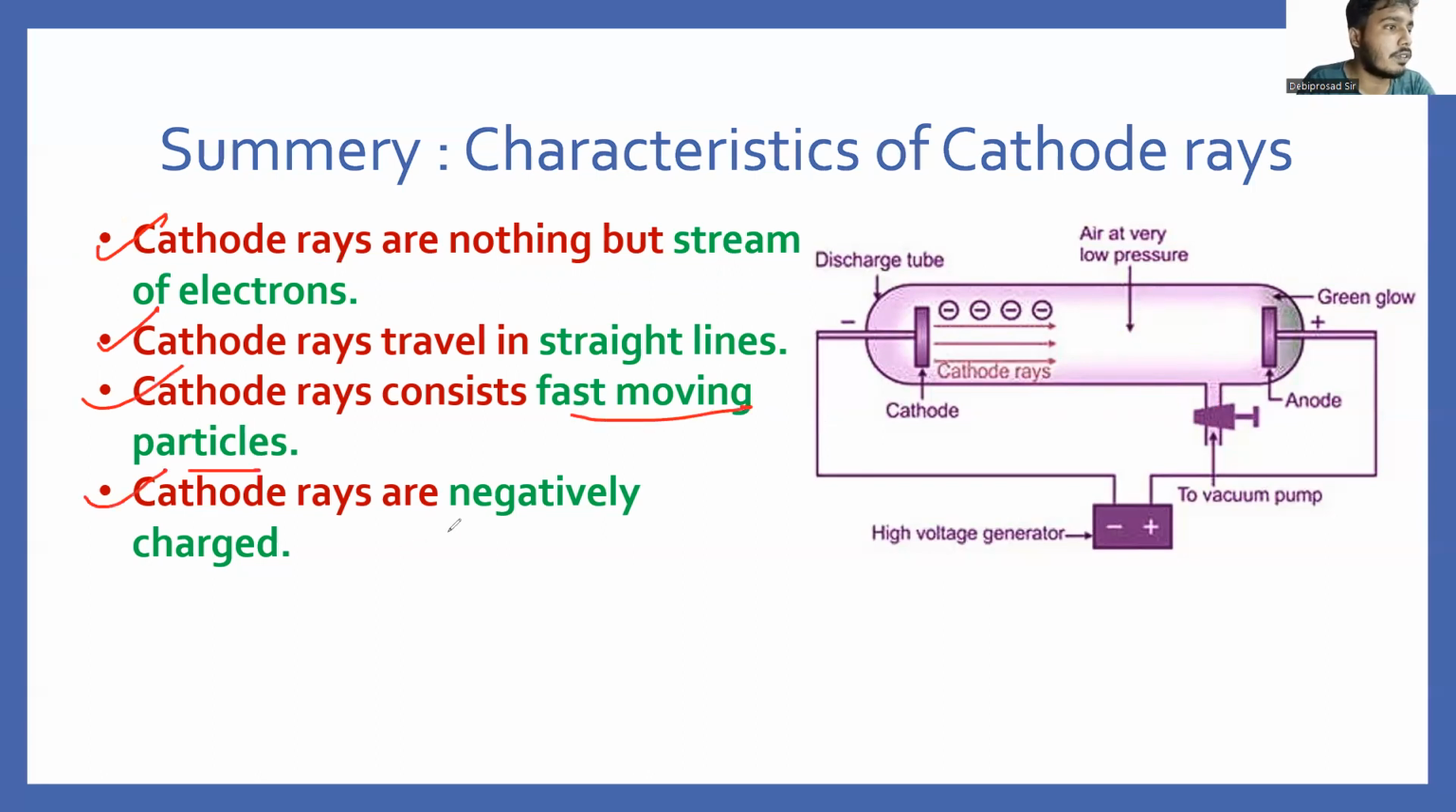Number four says cathode rays are negatively charged. If I place something with a positive charge, they will not go straight, they will move towards the positive side of the plate. That is why they are negatively charged. Opposite charges attract, that is why. Understood? So we have made four conclusions from here.